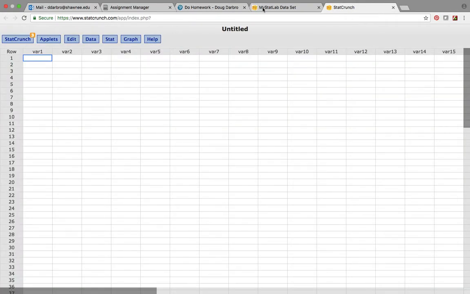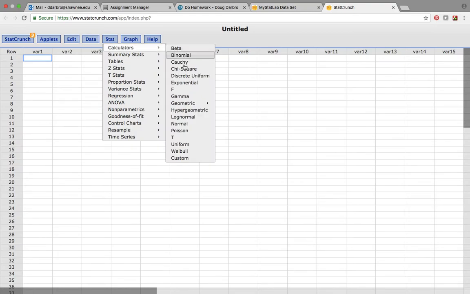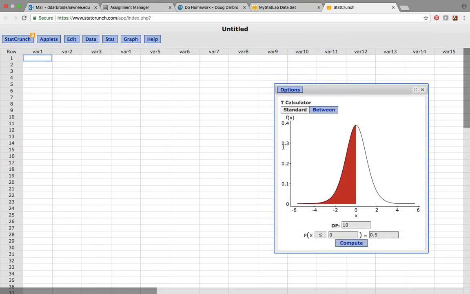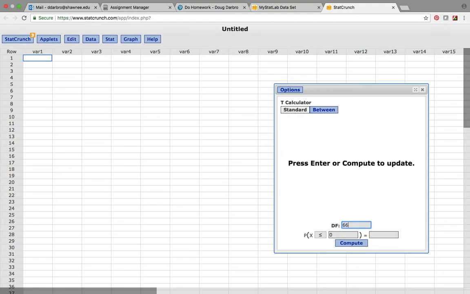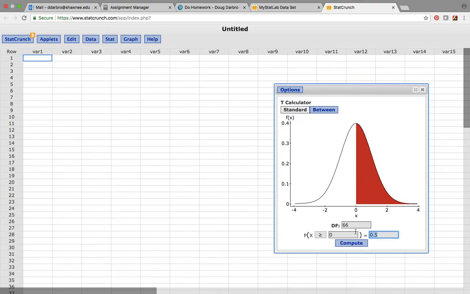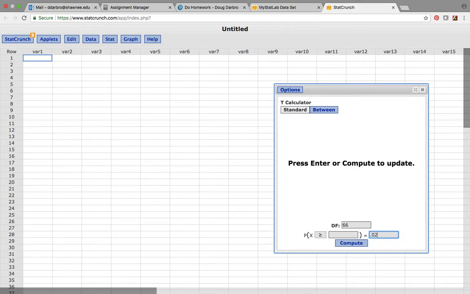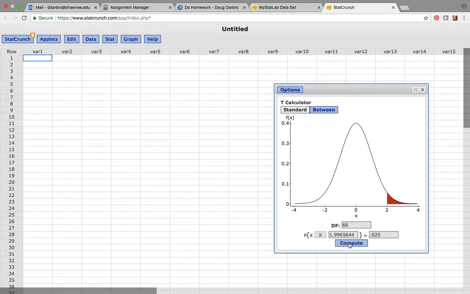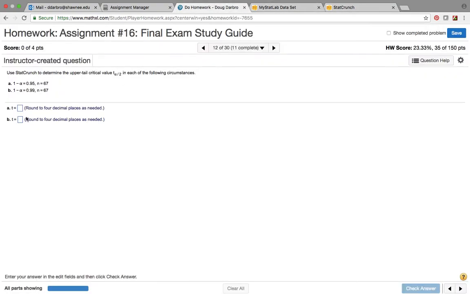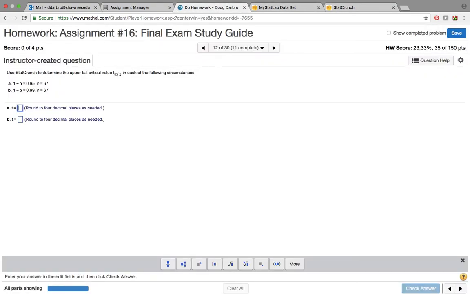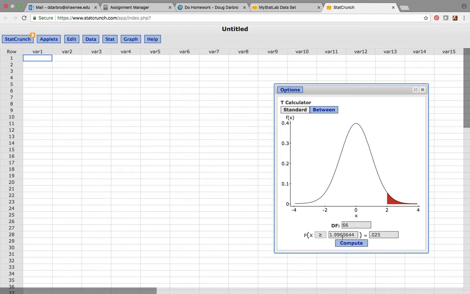All right, so let's go to Stat, Calculator, and go to the T. So we want the upper tail. So our degrees of freedom is our sample size minus 1, which in this case is 66. We want the upper tail, and we want this to be half of our alpha. So 1.9966. Let me just double check that. I want to make sure I didn't look any further. 66.